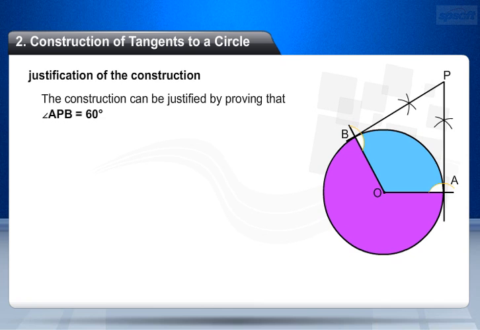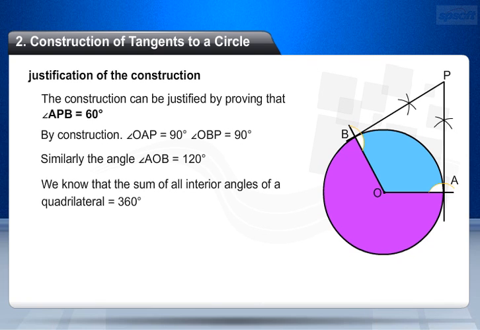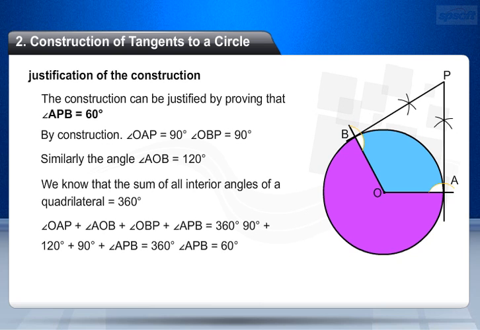The construction can be justified by proving that angle APB equals 60 degrees. By construction, angle OAP equals 90 degrees, and angle OBP equals 90 degrees. Similarly, by construction we know that angle AOB equals 120 degrees. As we know, the sum of all interior angles of a quadrilateral equals 360 degrees. This implies that angle OAP plus angle AOB plus angle OBP plus angle APB equals 360 degrees.